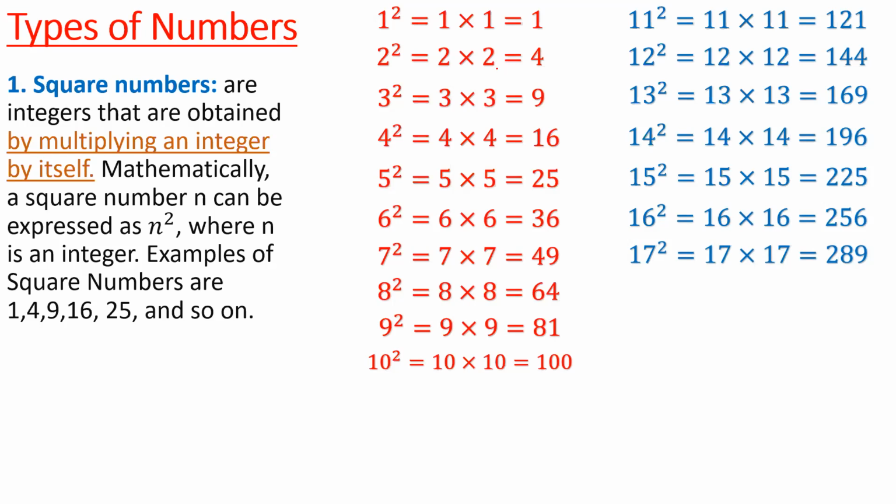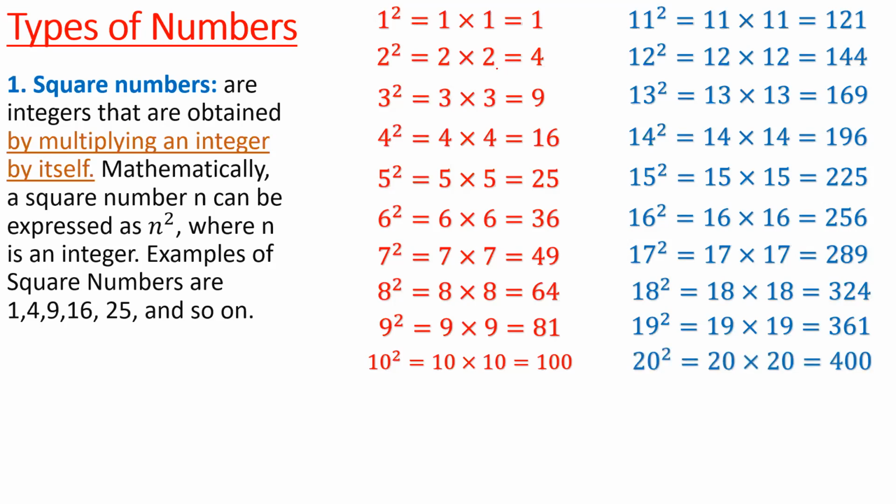324, yeah. What is 19 squared? 361. And what is 20 squared? 400. 400, very good. These are your square numbers. Write them down for me, please. So write down the definition and also write down all of your square numbers.